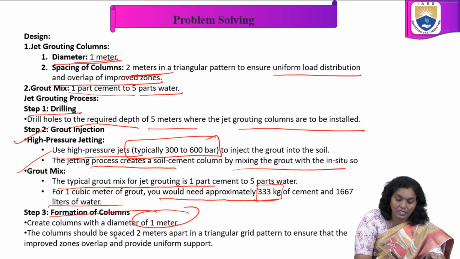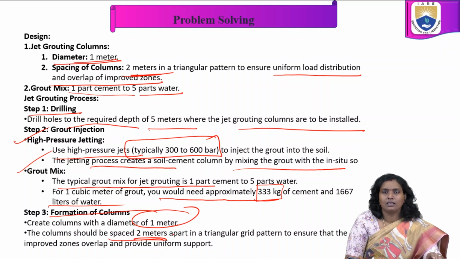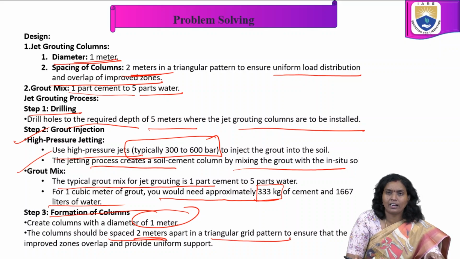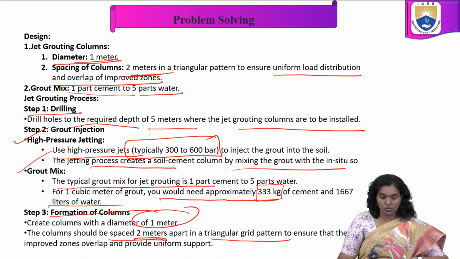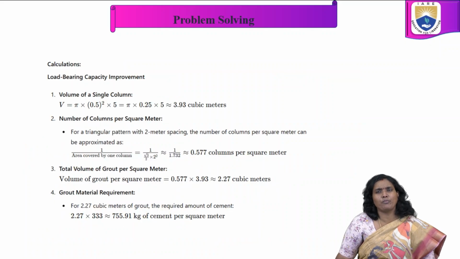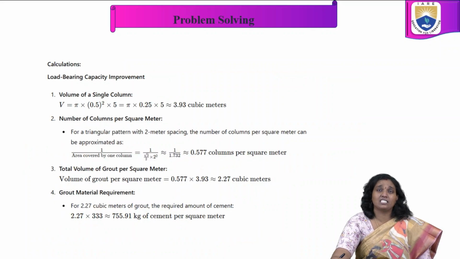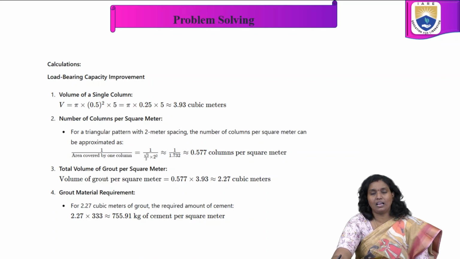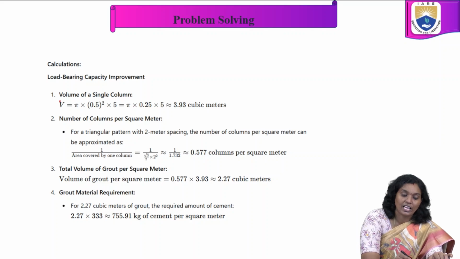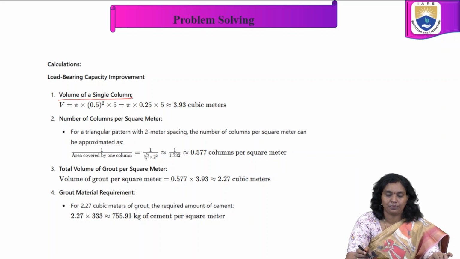Formation of columns, create columns with diameter of 1 meter. The columns should be spaced 2 meters apart in a triangular grid pattern to ensure that the improved zones overlap and perform uniform support. In this, those calculations, load bearing capacity improvement for these, volume of a single column, number of columns per square meter, total volume of grout per square meter, grout material requirements are the things which we are going to understand.